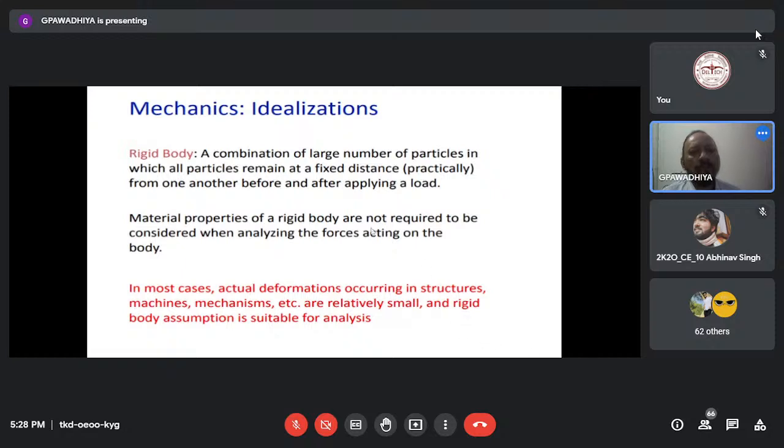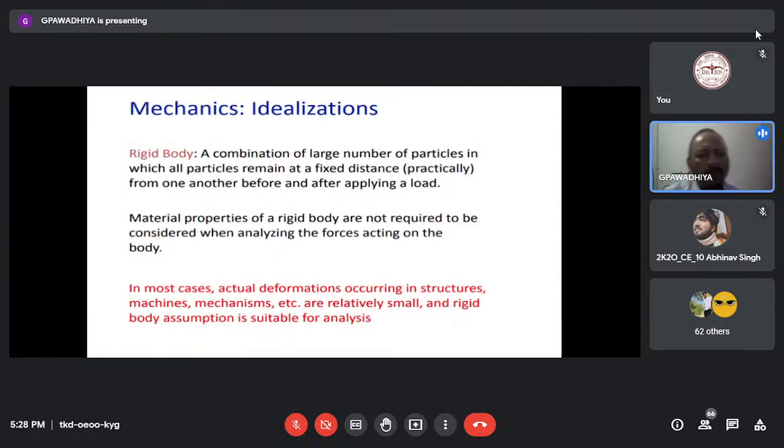So here is point mass idealization or rigid body idealization. This is what we do. Let's study a bit more the rigid body, a combination of a large number of particles in which all particles remain at a fixed distance practically from one another before and after the application of load. We define that as the rigid body. Material properties of a rigid body are not required to be considered when we analyze it for forces acting on the body. This is one important thing.